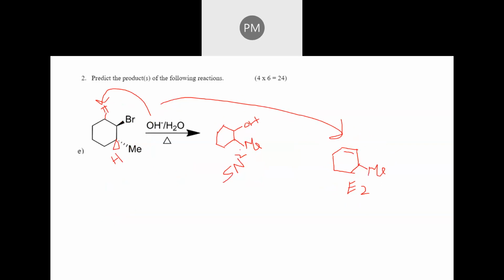In the next example, here the methyl is below the plane, so the hydrogen will be above the plane. From this side the reaction will not take place because this hydrogen and bromide are not anti-periplanar. But from this side the reaction will take place, so that OH minus takes this hydrogen, the electrons come here, and then bromide leaves, so the E2 product will be like this. And in the SN2 product, the OH will be below the plane and the Br will also be below the plane.